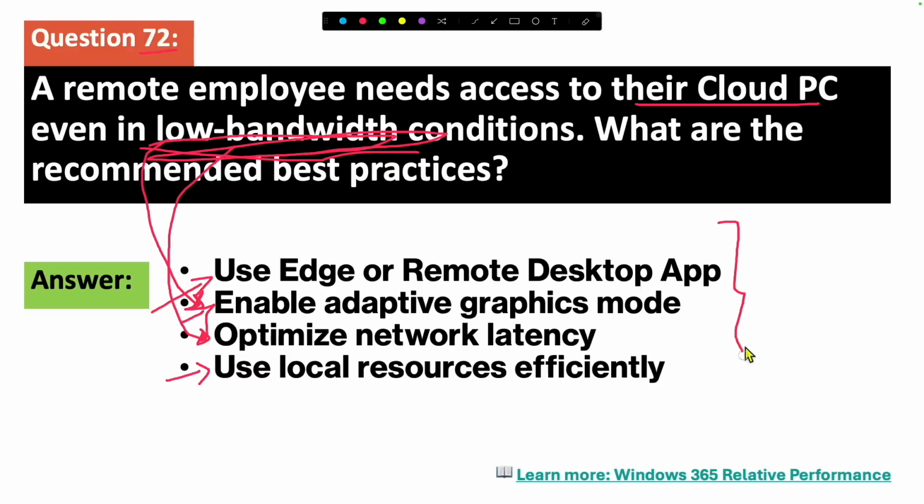So use the combination of all of these points, but make sure to learn the second point, what I said about enabling the adaptive graphics mode, especially for low bandwidth. And the fourth point is also quite important: optimizing the network latency by choosing the nearest Microsoft data center to install or deploy this Windows 365 instance.